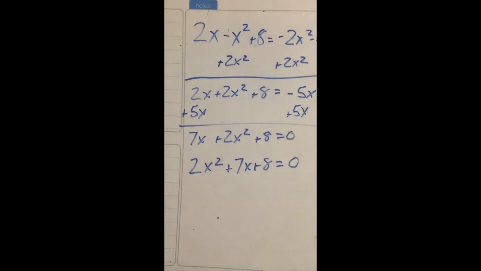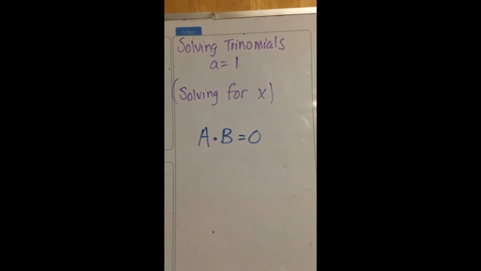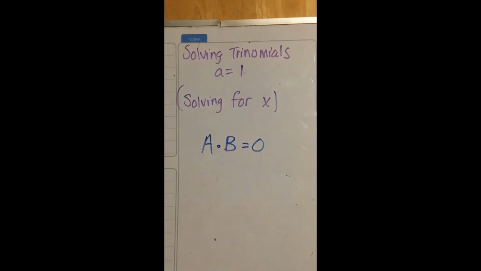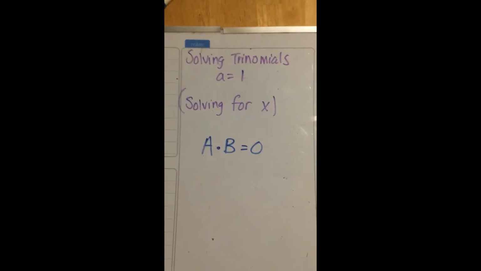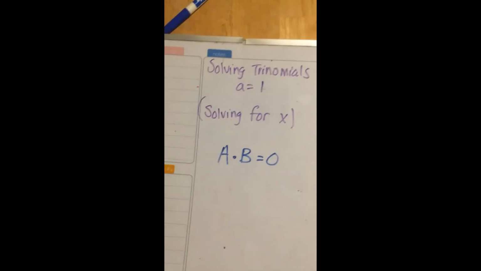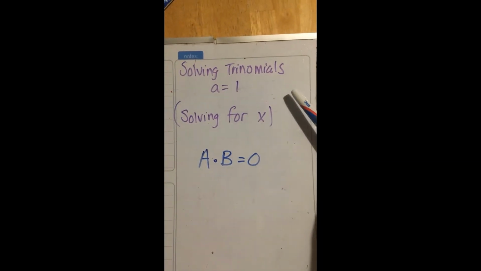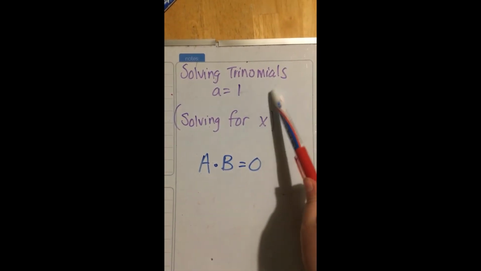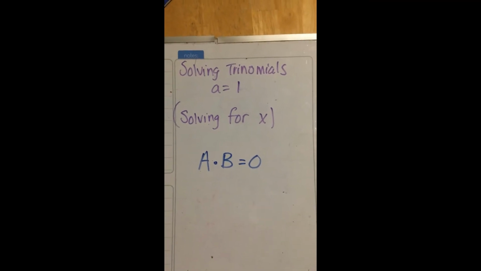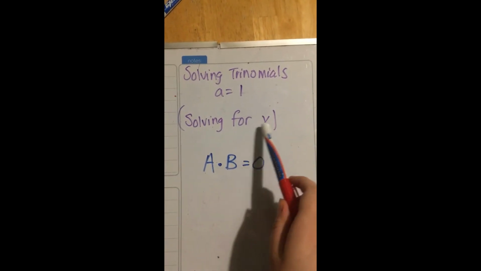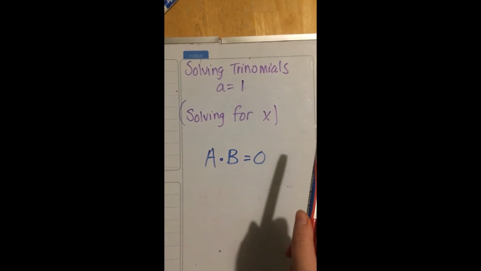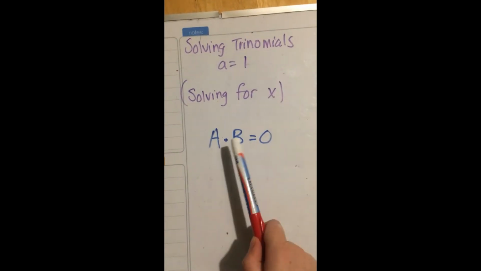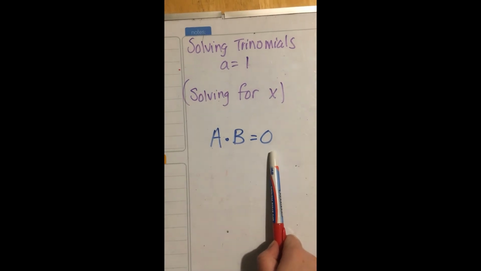There we go. Alright, so now we're going to combine what we learned this week about writing quadratics in standard form and go back a couple weeks ago for factoring trinomials when a equals 1, and we're going to learn how to solve trinomials when a equals 1. Solving just means that we're solving for x. And what it's going to boil down to, this will make sense when we get to the end of it, is a times b equals 0.